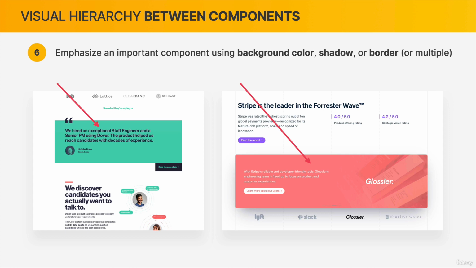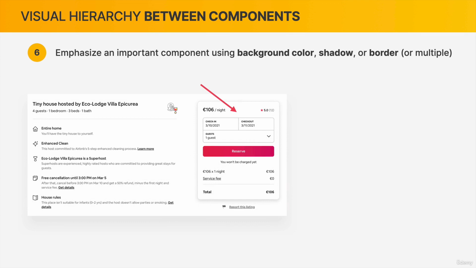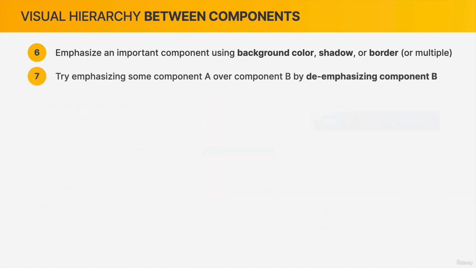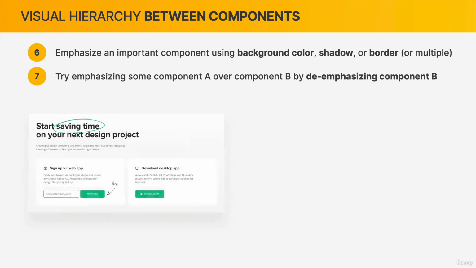And this second one actually not only uses background color, but also a nice shadow. You see that? Then this one here also uses shadow, and it uses border as well. So border and shadow, but no background color, while this next one uses once again exclusively background color to highlight this most important row of this table. Now, another common technique of emphasizing a component A over a component B is by simply de-emphasizing the component B.